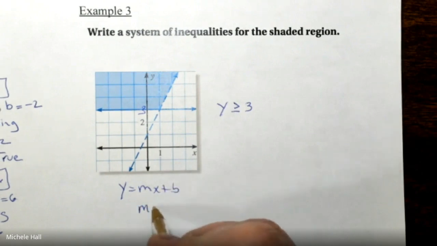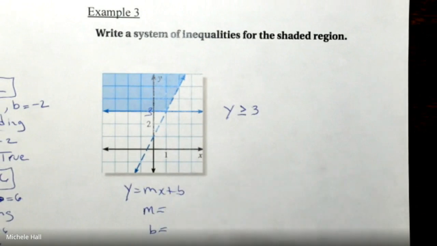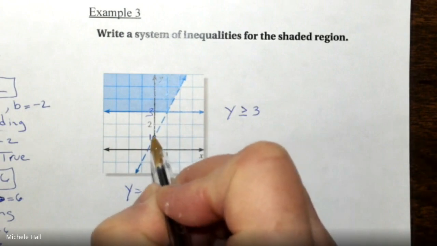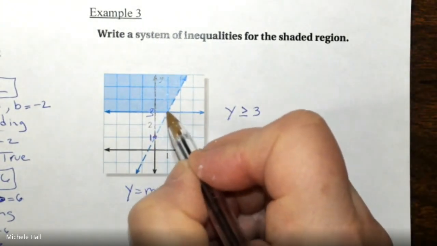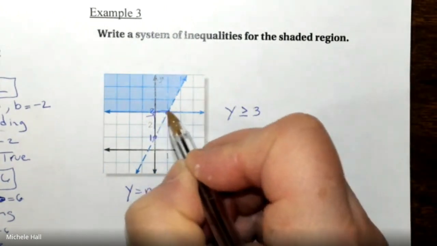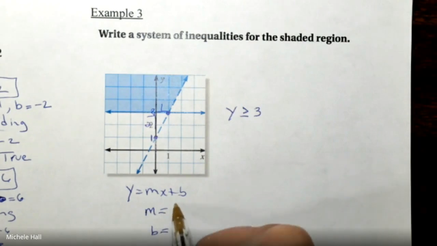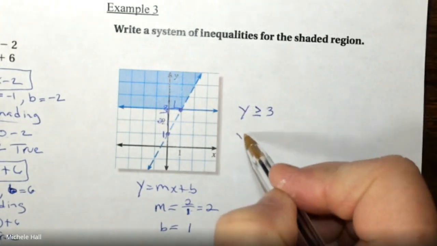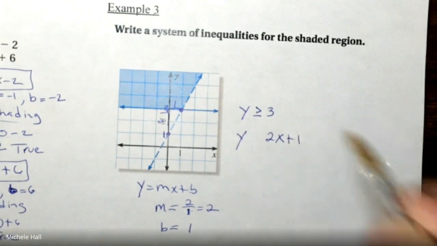What is my slope? What is my y-intercept? Because then I can write an equation of a line. My y-intercept is at 1. It's intercepting the axis at 1. And my slope is rise 2 and run 1. My slope is going to be 2 over 1, which is just 2. So I have my m, I have my b, my slope is 2, and my y-intercept is 1.